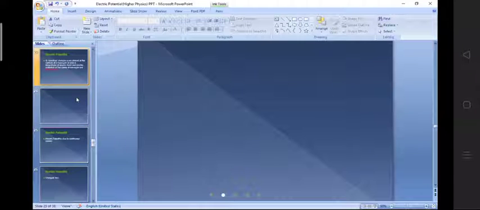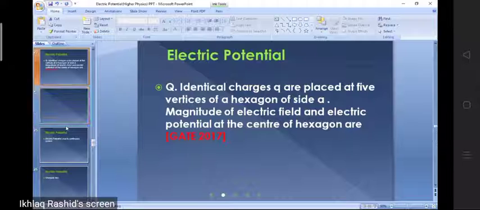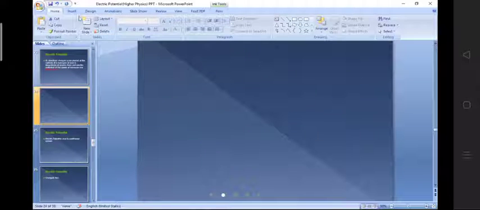Like this, here we have a question that was asked in the year 2017. The question is like this: charges are placed at 5 vertices of a hexagon. So there's a hexagon, obviously with 6 corners, but the 6 charged particles are not there. There are 5 charged particles placed at 5 corners of the hexagon. The magnitude of electric field and electric potential at the center of the hexagon is? You are supposed to calculate the magnitude of the electrostatic field and the magnitude of the electrostatic potential at the center of the hexagon. Let's first of all make a diagram here.